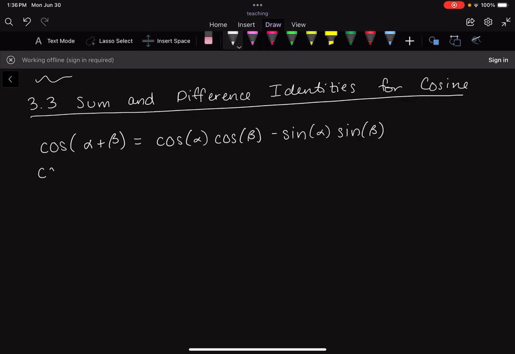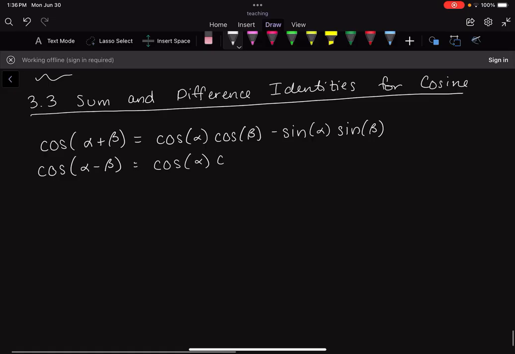Also, we have another version of this identity where if you subtract two angles and take cosine of them, it would be cosine alpha times cosine beta plus sine alpha times sine beta.